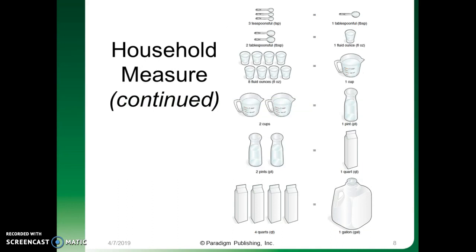So just a picture instead of just talking about the wording. We see here that 3 teaspoons equal 1 tablespoon, and 2 tablespoons equal 1 fluid ounce. And then 8 fluid ounces is equal to 1 cup. 2 cups is equal to a pint. 2 pints are equal to a quart. 4 quarts are equal to a gallon. So just a visual representation of what table 5.1 was.